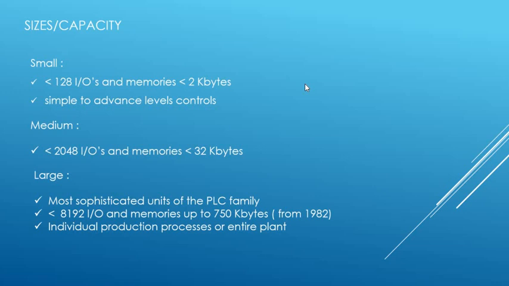The biggest one, or the large PLC, is way more sophisticated, and you can use that to control the entire plant. It could be uranium plant, it could be chemical processing plant, and so on. And this type of PLC can have IO up to 8,192, and the memory is up to 750 kilobytes as well. Even though this type of PLC gives you so many IOs, do you want to control the entire plant using one PLC? Probably not, because if something happened to the PLC, the entire plant will shut down.